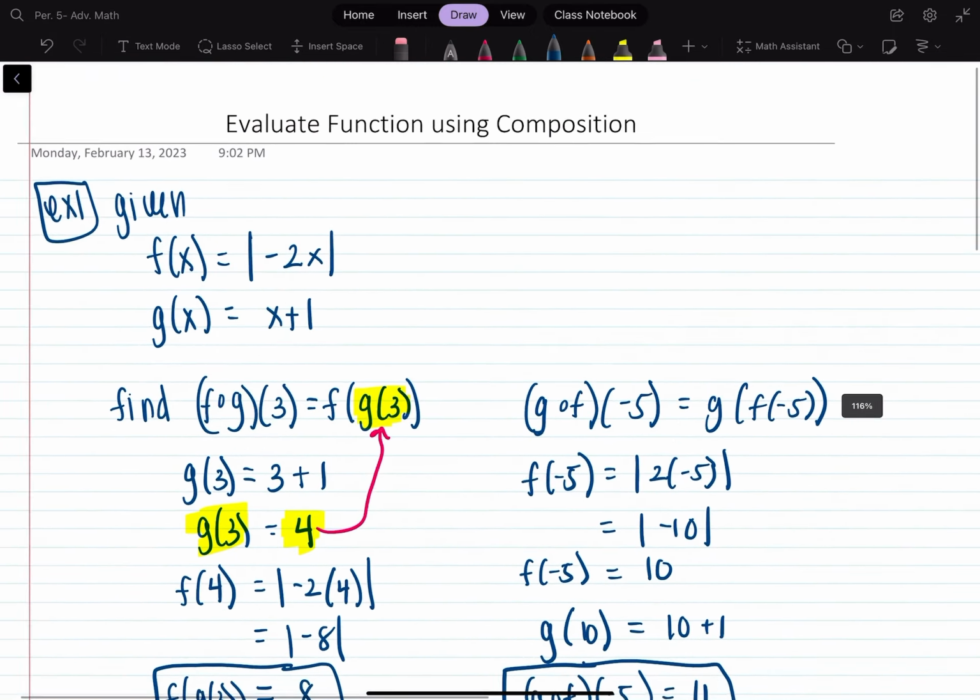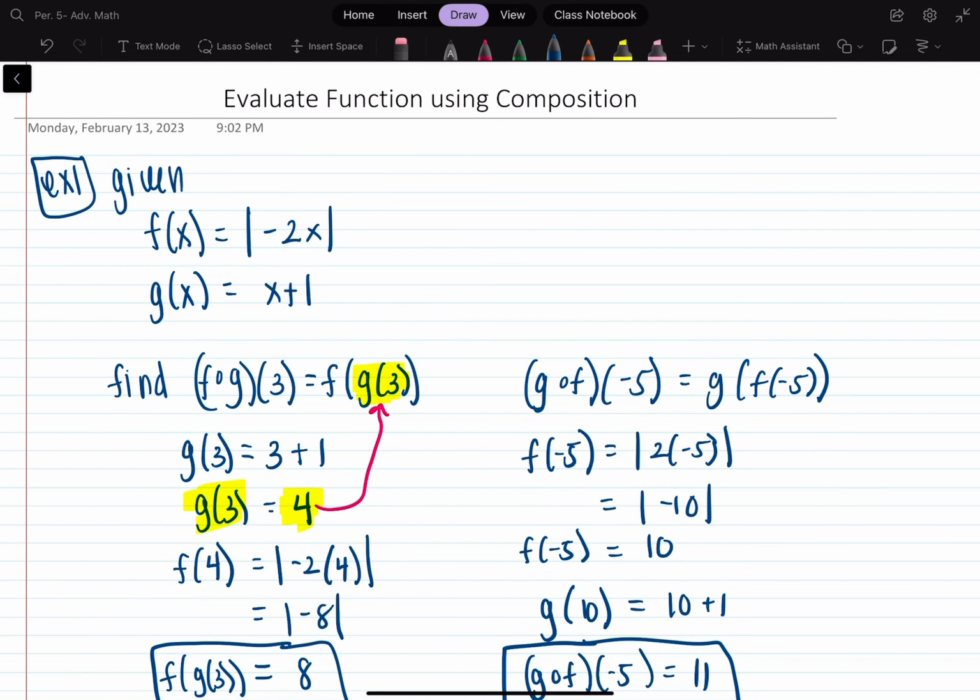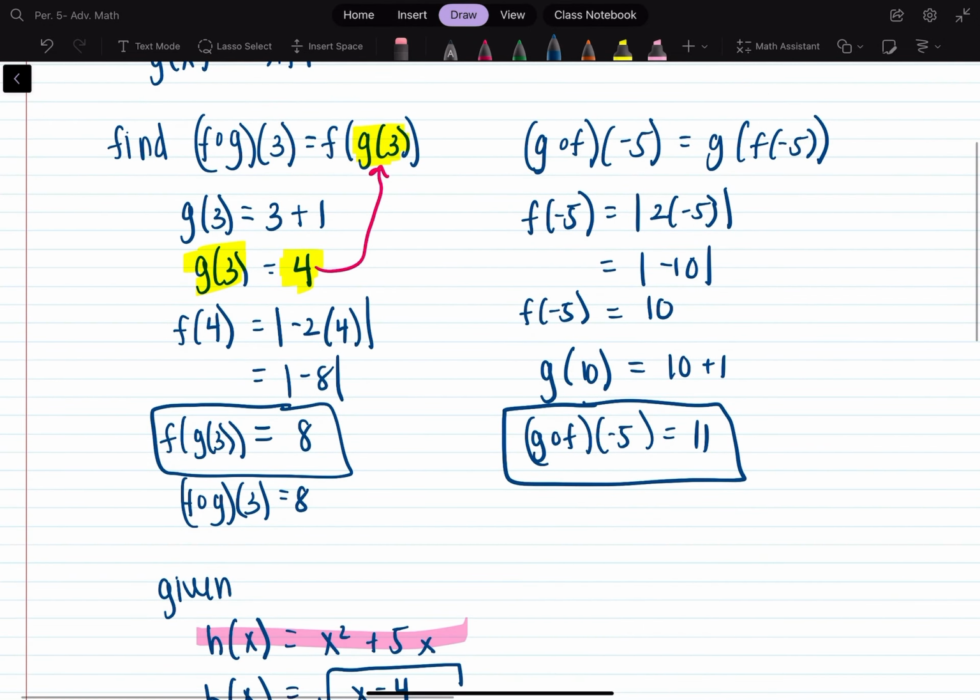This is evaluating functions using the composition.